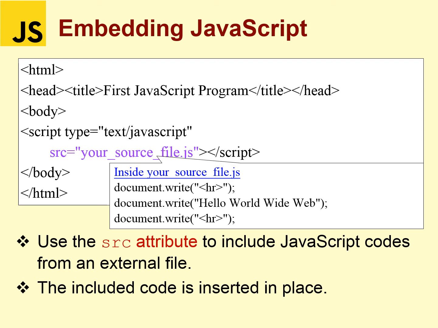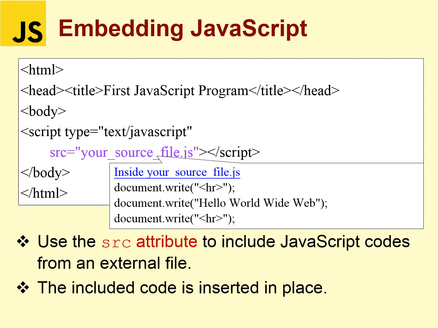Now we can see the example. Here the HTML tag is there. Then the head tag is there. The title tag contains the value First JavaScript Program. Then the title is closed and head is closed. Then after that, the body tag is opened. Inside the body tag, the script tag is opened. In the script tag, it is specified that type is equal to text/javascript, like in the previous example.